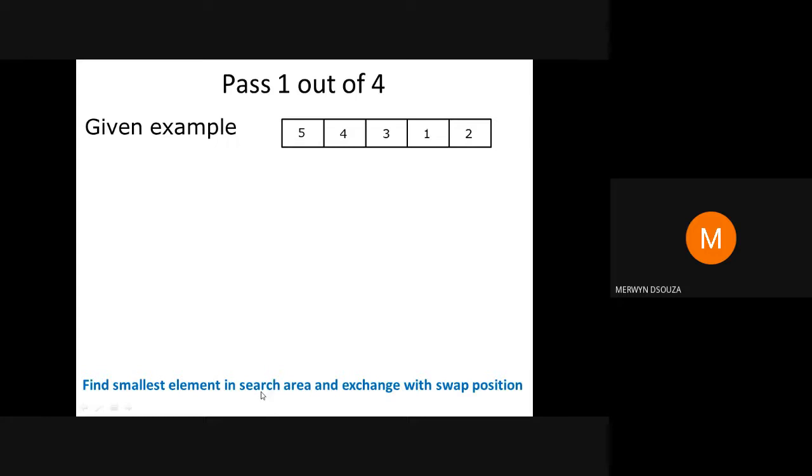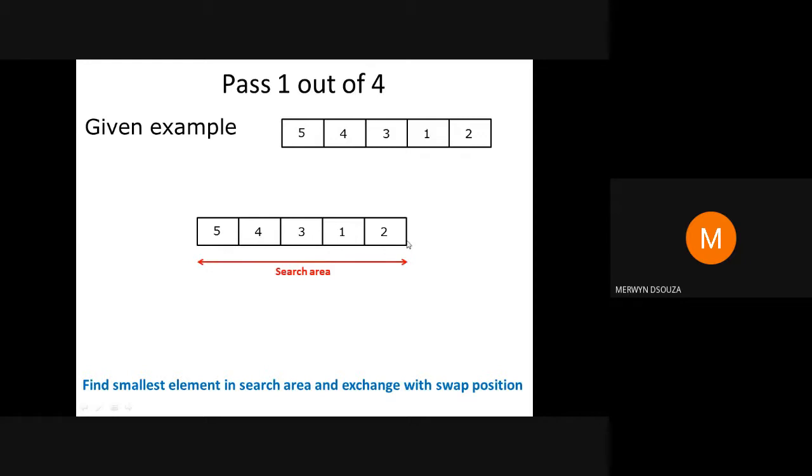Okay, it's standard in textbooks, though I don't know if they mention this search area. You take the input, and initially the entire array will be the search area. In this search area you find the smallest element. You can see the smallest element is 1, so you mark 1, the smallest element.